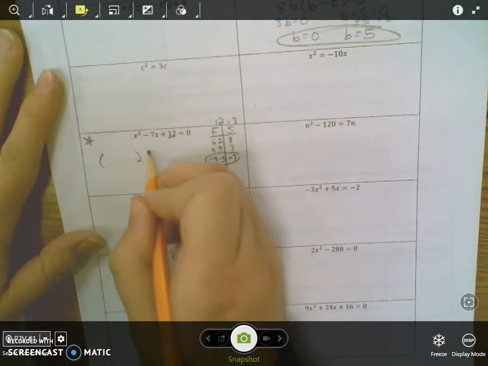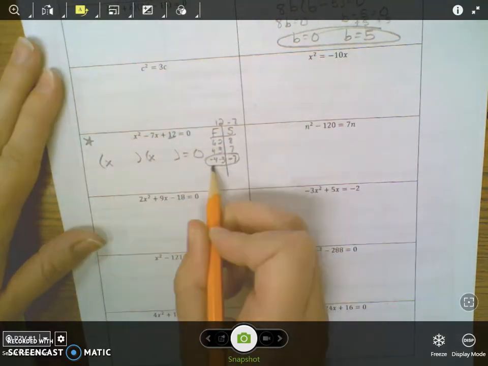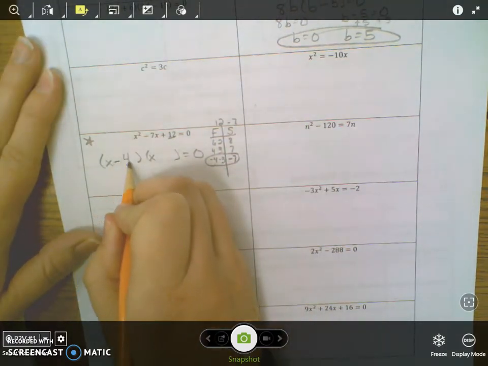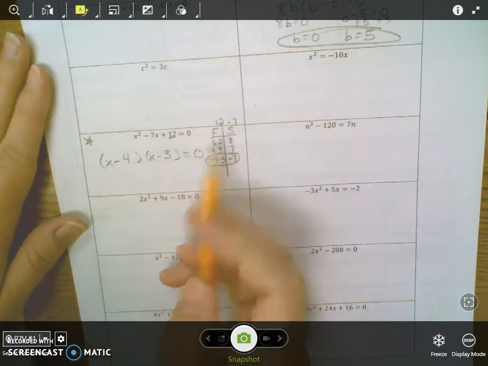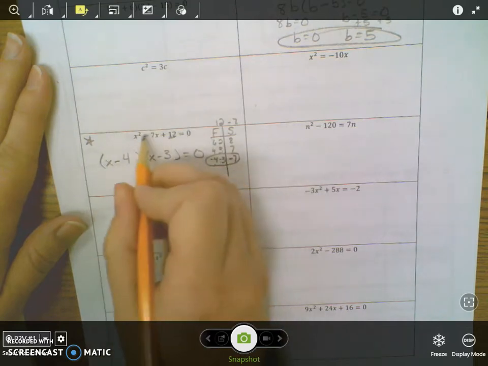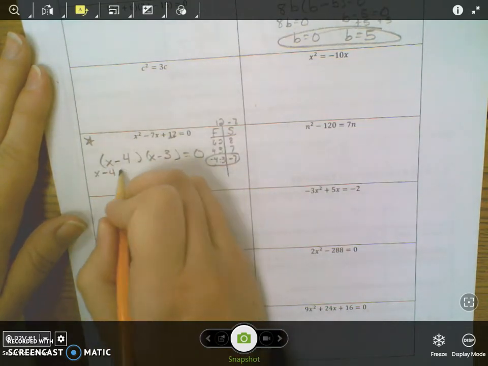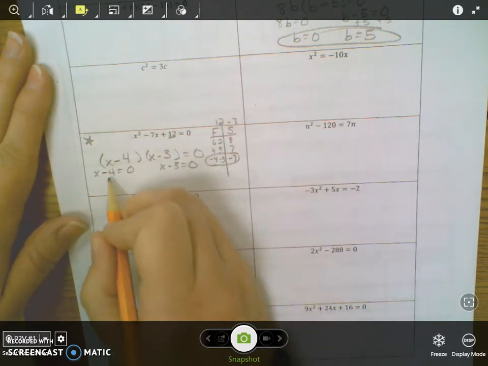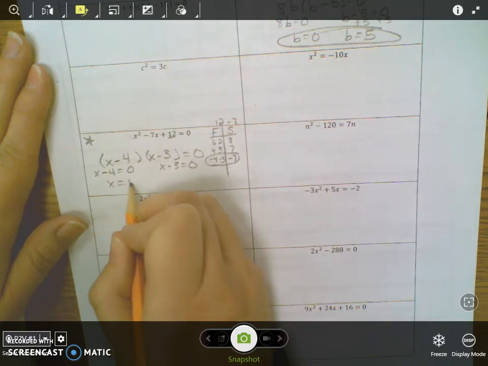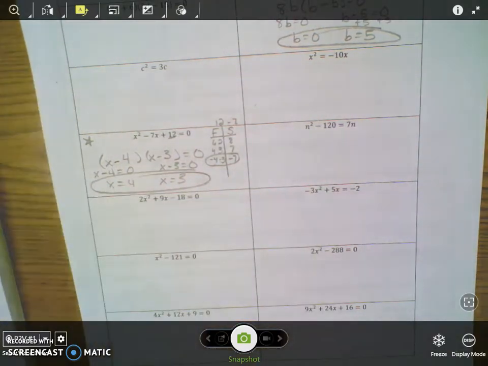So I'm going to do my parentheses, and then I have x -4 and x -3, and that's my answer, or that's the equation factored. So now I set x -4 equals 0 and x -3 equals 0. So in this case, x would equal 4, and in this case, x would equal 3.